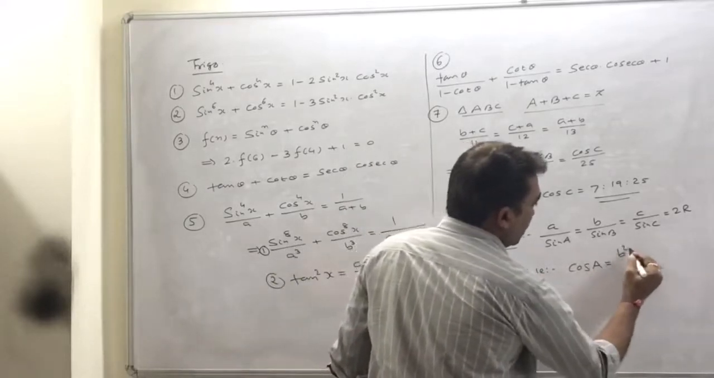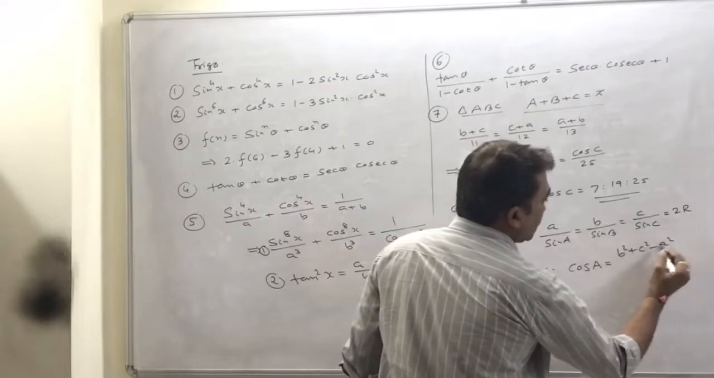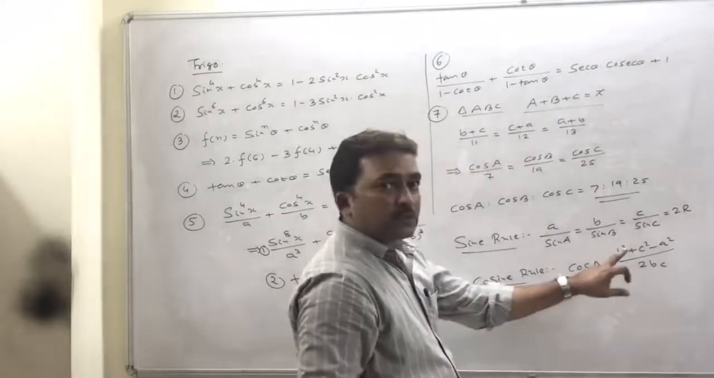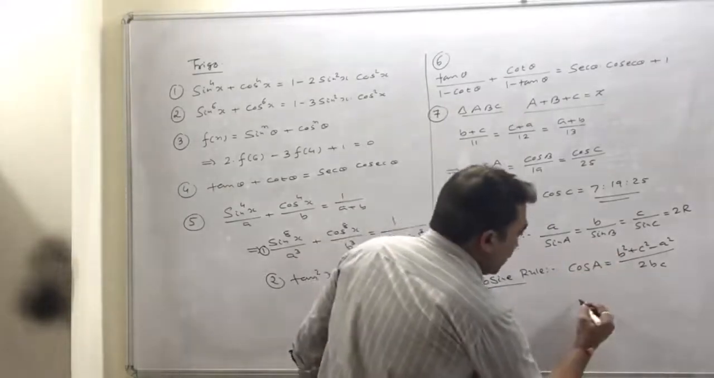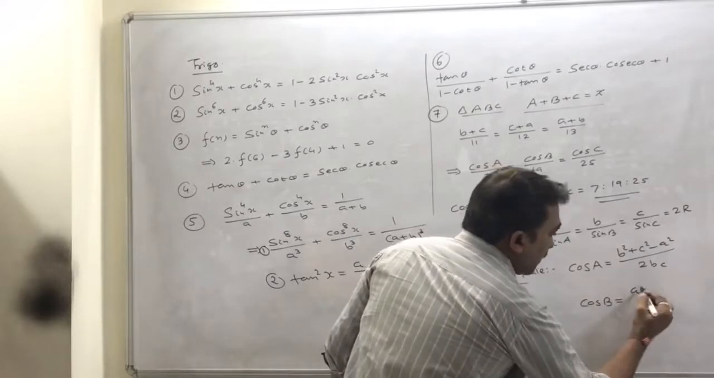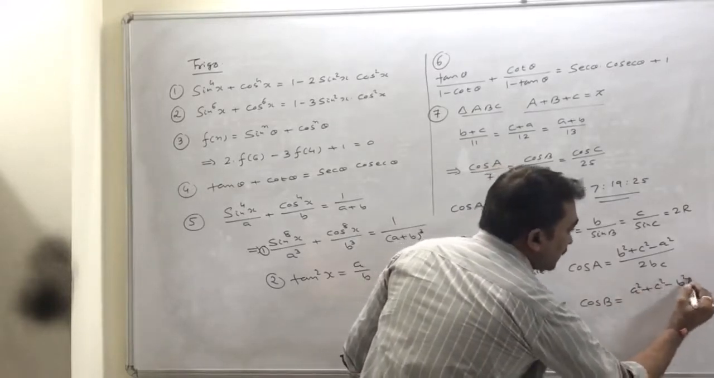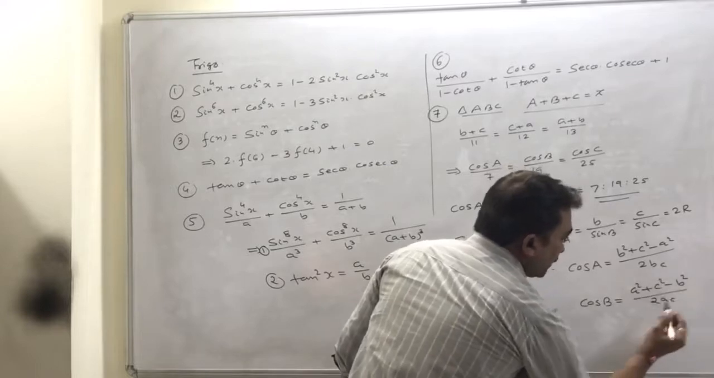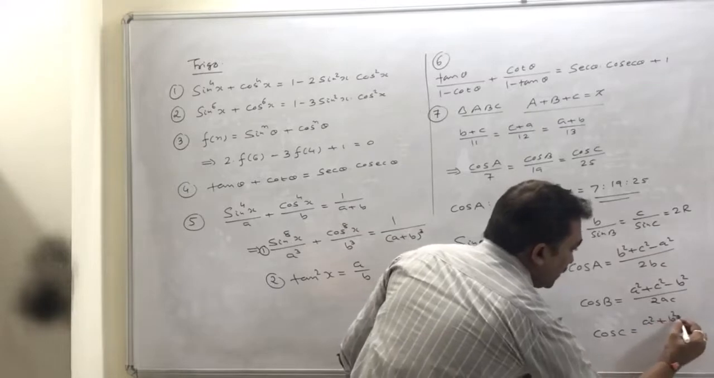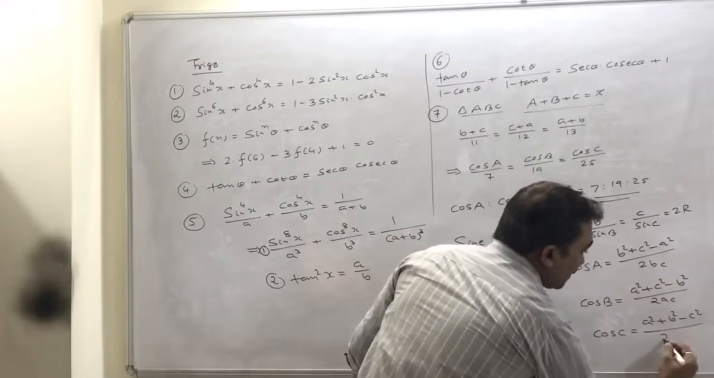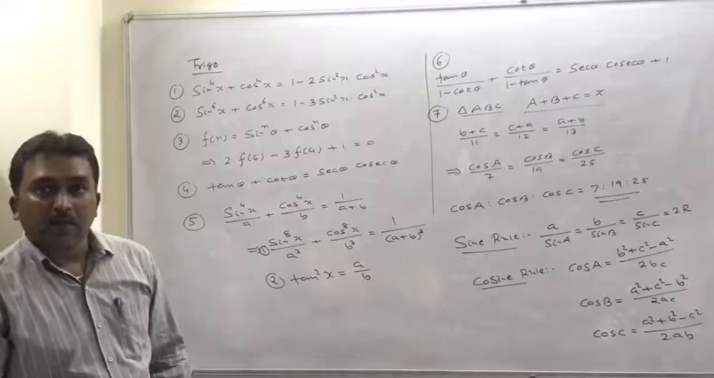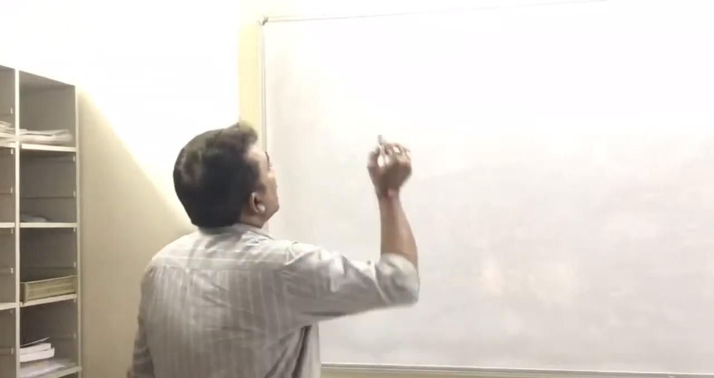cos A is b square plus c square minus a square upon 2bc. Cos B, it is a square plus c square minus b square upon 2ac. And cos C, it is a square plus b square minus c square upon 2ab. Clear this?